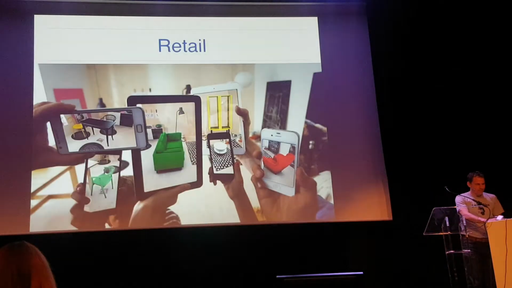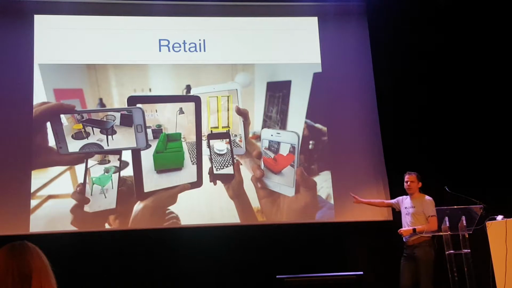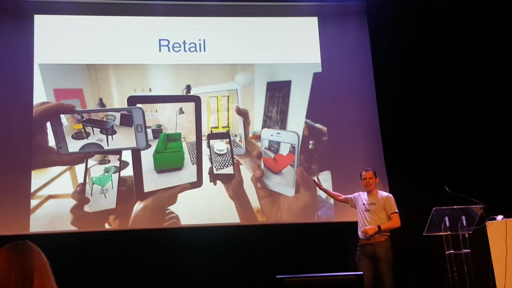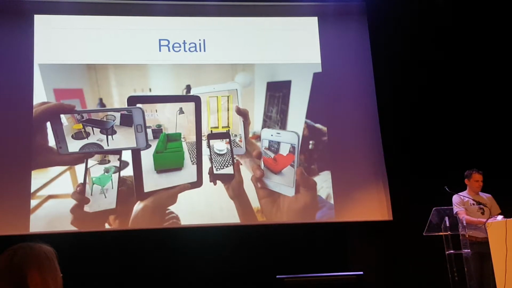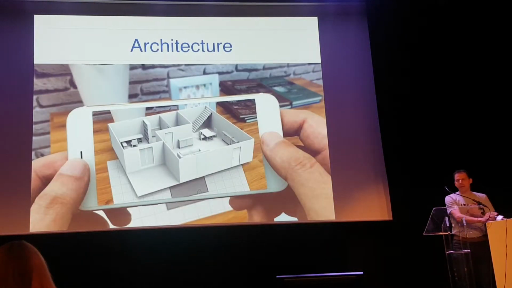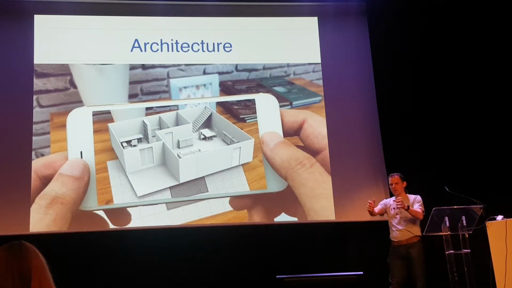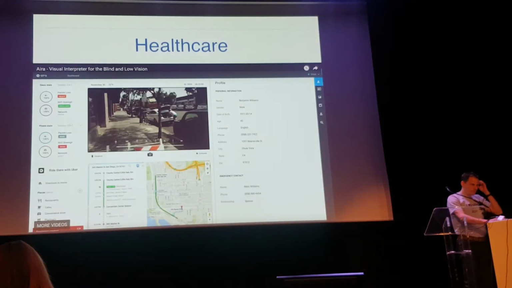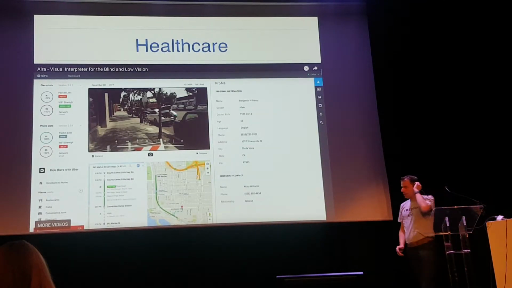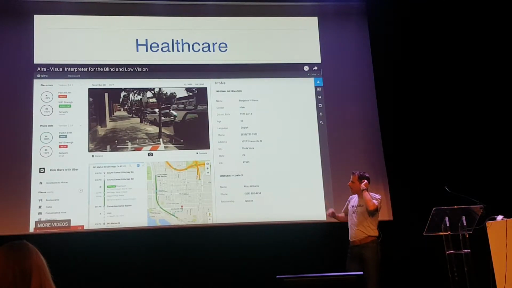So here are the use cases. So IKEA app, somebody already used this? Yeah, a few people. So you can try everything before you buy it. Architecture, again, when you have a plan, you can just go over the plan and see it in 3D. Here, an Apex application. And I like this story too.